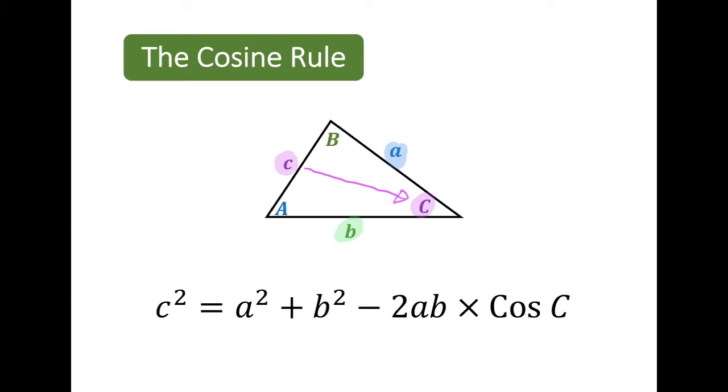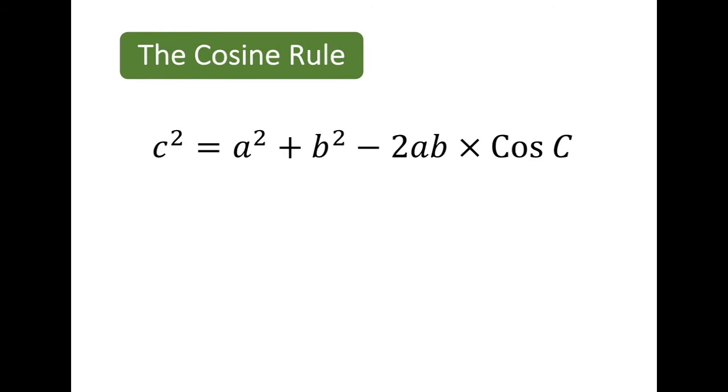Now, we can also rearrange the cosine rule formula to be able to find one of the missing angles. So let's have a look at how we rearrange that formula. To rearrange the formula, what we do is we subtract 2a times b times cos of angle C, and then we move it over to the other side. When we move it over to the other side, it is going to become a plus.